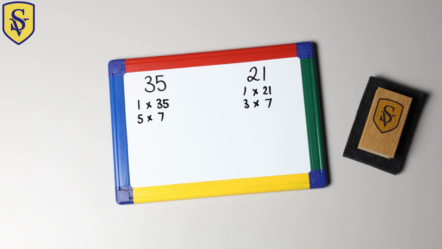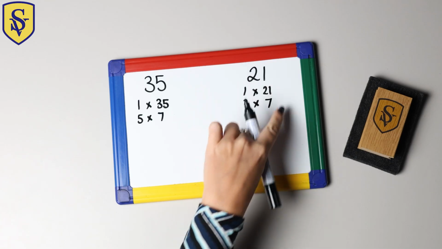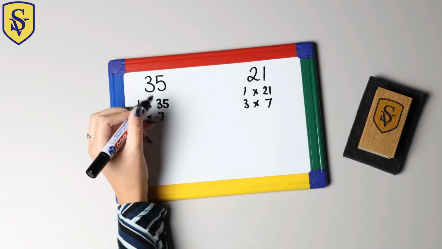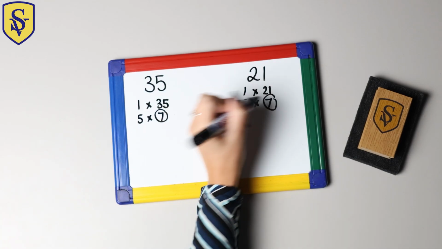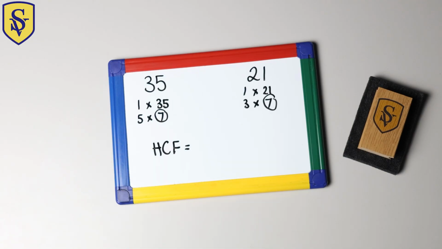So to find the highest common factor, we need to find the largest number that appears both this side and this side. And that is going to be 7. So the highest common factor of 35 and 21 is going to be 7.